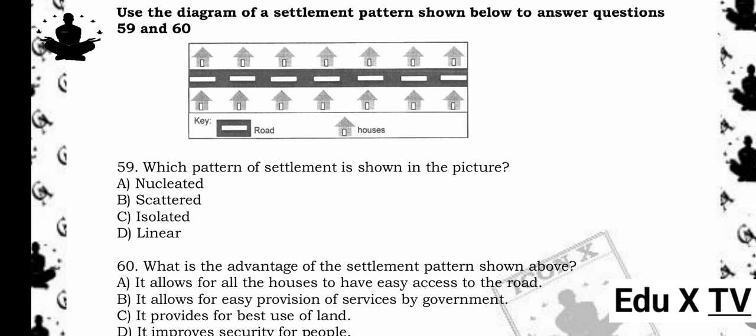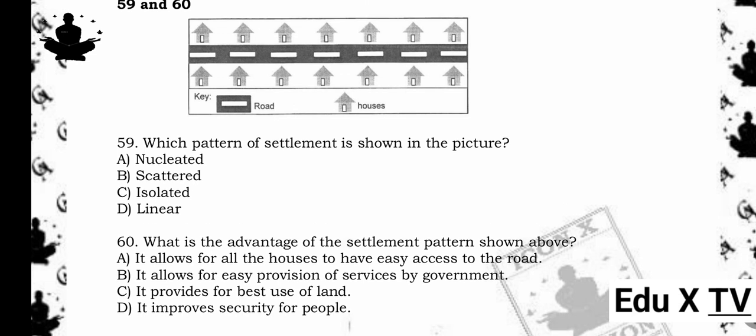60. What is the advantage of the settlement pattern shown above? A. It allows for all the houses to have easy access to the road. B. It allows for easy provision of services by government. C. It provides for best use of land. D. It improves security for people. The answer is A. It allows for all the houses to have easy access to the road. Reason being, linear settlements give every house direct access to the main road or transportation route.